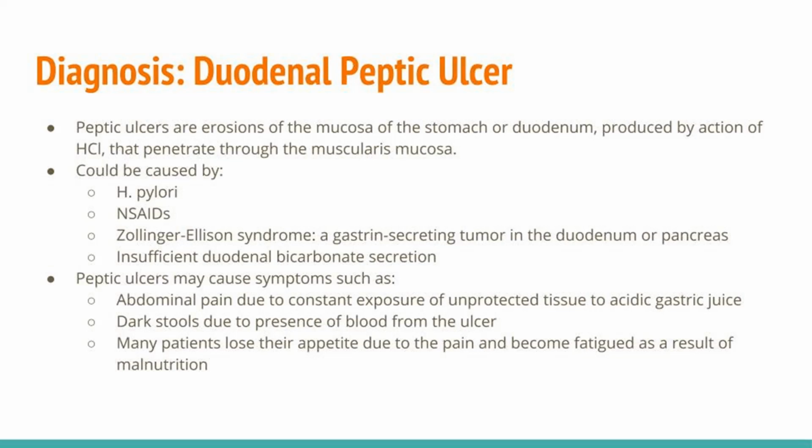D cells are in charge of secreting somatostatin, which inhibits gastrin secretion from G cells and HCl secretion from parietal cells. NSAIDs are found to cause ulcers because they inhibit prostaglandin synthesis. Prostaglandins contribute to mucosal barriers and bicarbonate synthesis. Other factors that play a role in the development of ulcers include Zollinger-Ellison syndrome, which is a gastrin-secreting tumor in the duodenum or the pancreas, as well as insufficient duodenal bicarbonate secretion. In Ms. G's case, any of these factors could have played a role in the development of her peptic ulcers.